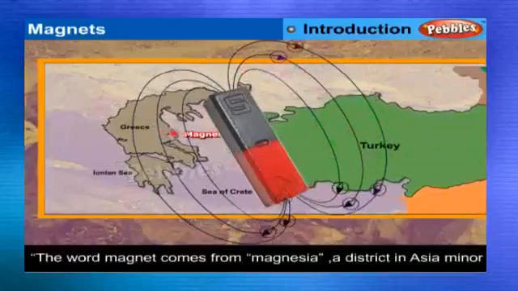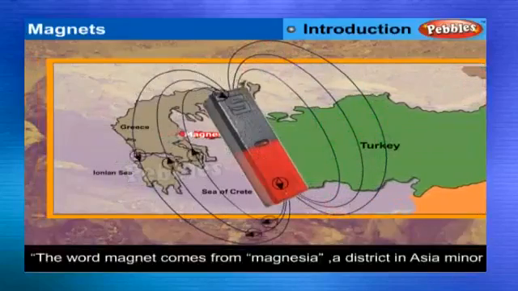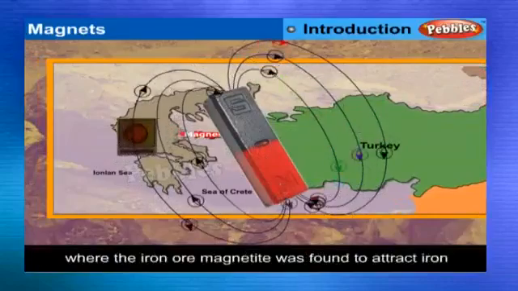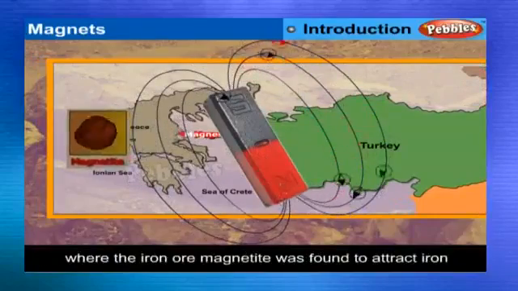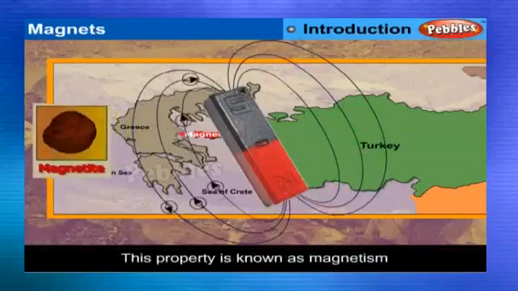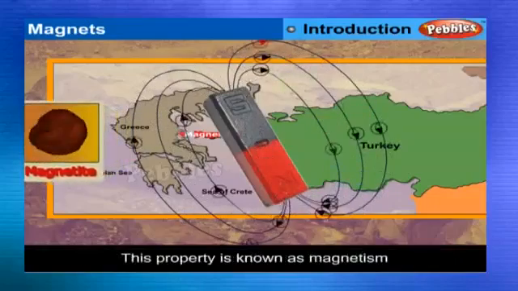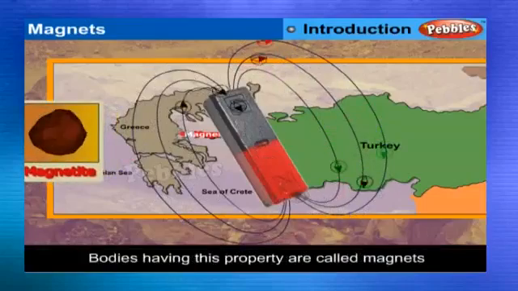The word magnet comes from Magnesia, a district in Asia Minor where the iron ore magnetite was found to attract iron. This property is known as magnetism, and bodies having this property are called magnets.